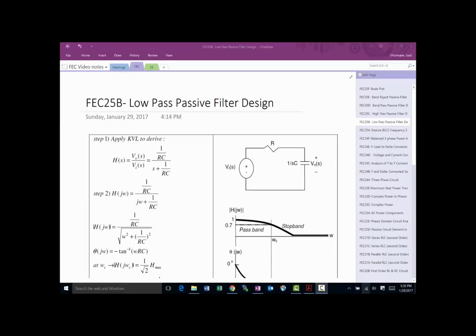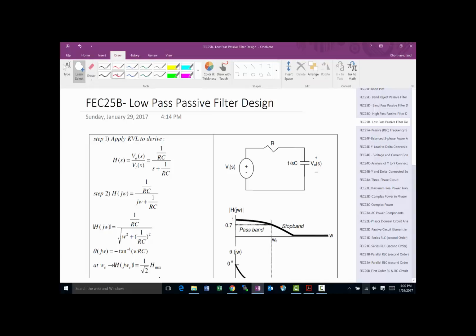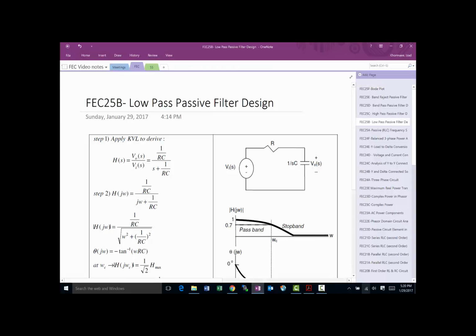In this video, we're going to cover low-pass filters. As we've talked about in earlier videos, filters refer to a circuit we can design to block certain frequencies from going through. A low-pass filter only allows the frequencies below a certain frequency, usually called the cutoff frequency, to go through.